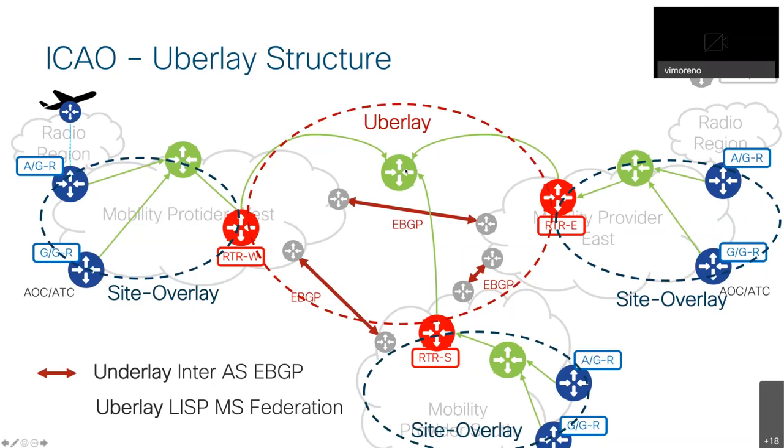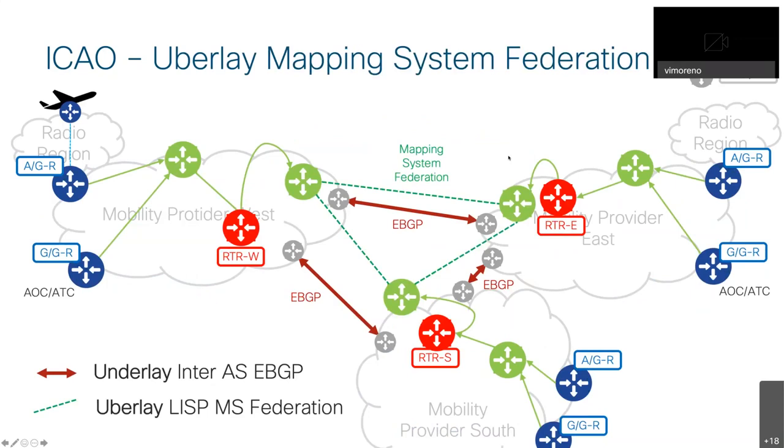So fast forward, the thing that made sense was that everybody had a presence, every service provider would have a presence in that mapping system. And we have things like DDT that we could use to do this. In the early days, we did things with BGP amongst these.